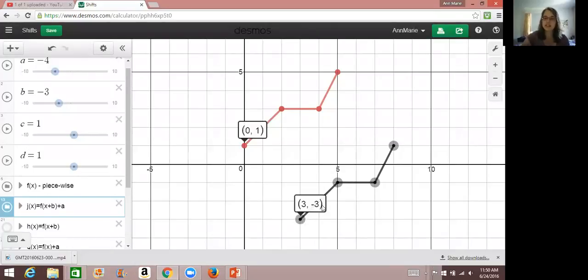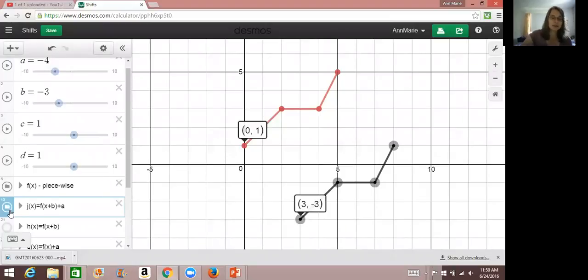And I've got a change of 3 in my x-coordinates. So I compare 0 to 3. So this is how we think about this. If I take 0 and subtract something to get 3, I would subtract -3. So that's my shift, is -3.